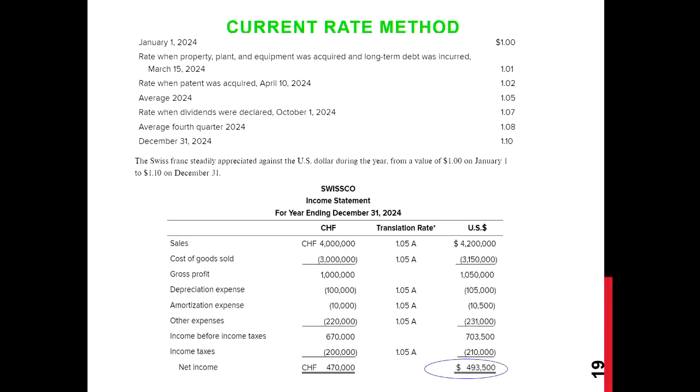Current rate is very easy. What? Average. Everything multiplied by the average number, right? So it's very easy, and it's given. Average 2024, 1 Swiss franc is $5. Look at that, this is their income statement. So everything I multiplied by the same rate. So my dollar income statement net income is 493, right? Is it good?